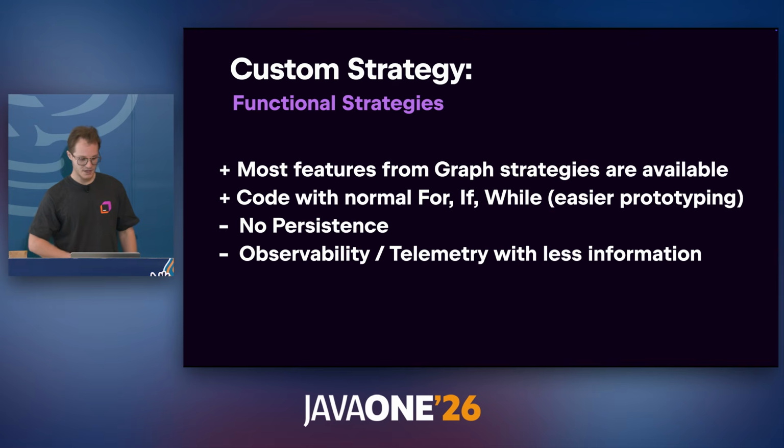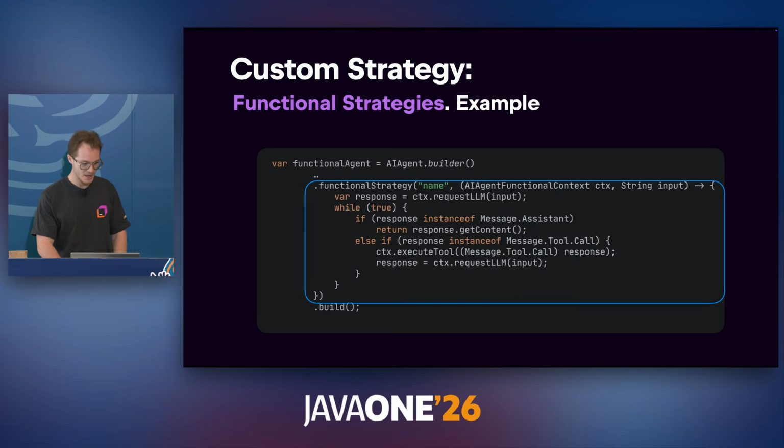So the functional strategy is similar to the graph one with the one difference. You can prototype much faster. You don't have to think about graphs. You can model the behavior using for, if, while, and normal Java code. But you will lose the persistence. And you will have less observability because you don't have the access to like logical steps in the algorithm. It's just code. And also, you are not able to visualize that. But still, it's better for prototyping. And yet, you can build very powerful strategies with access to most of the Koog's capabilities. And that's how you do it.